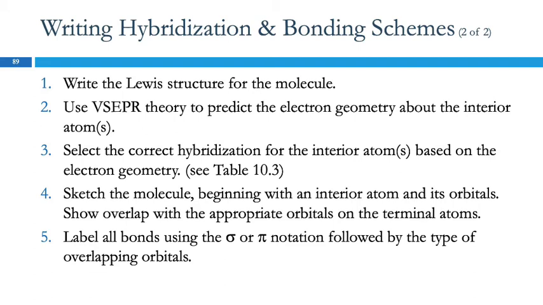You're going to use VSEPR theory to predict the electron geometry. I already had you count the number of electron groups and the number of lone pairs. The number of electron groups tells you how many orbitals you need to hybridize. You always start with s and go through the p's and then into the d's if you need to. Then you're going to sketch the molecule. Always start with the interior or central atom and draw its orbitals, and then you show it overlapping with the other orbitals. I won't make you draw things like that on an exam. Okay. And then you label the bonds.